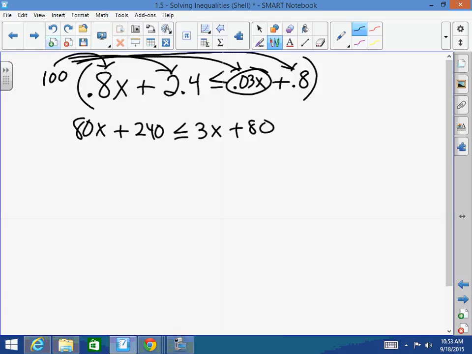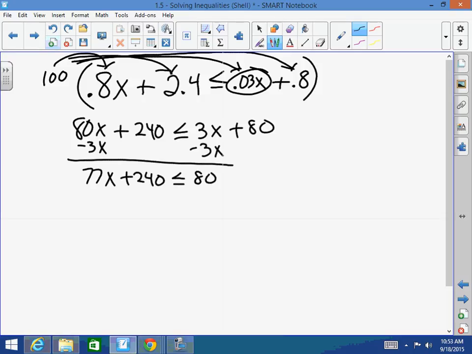Now what, my brothers? We don't have any like terms to combine, but I subtract 3x from both sides. That's exactly accurate. Thank you. 77x plus 240 is less than or equal to 80. Subtract 240 from both sides. 77x is less than or equal to negative 160. Very good, sir. Divided by 77.